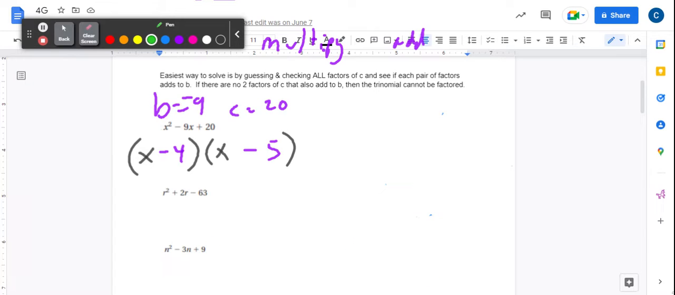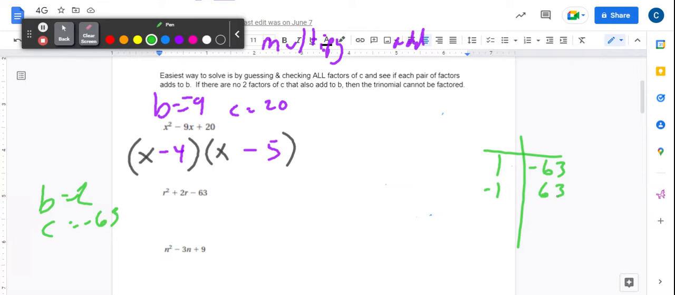So if we're looking at the second one, our b is 2, our c is -63. So let's make a table of values to find numbers that multiply to -63. We have 1 and -63, -1 and 63, 3 and -21, -3 and 21, and then we have 7 and -9, -7 and 9. Well, we add these up.